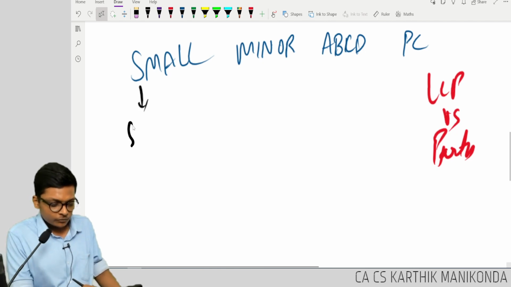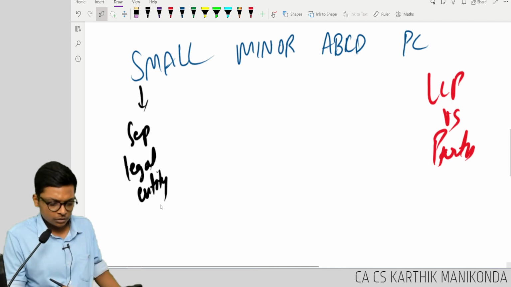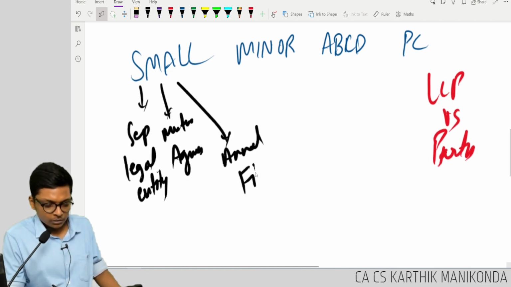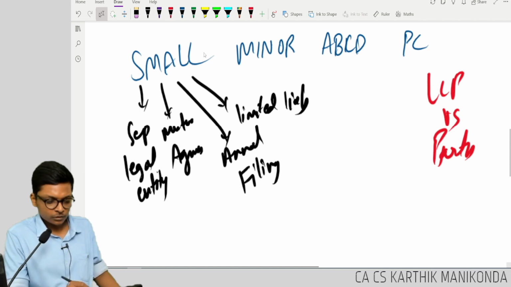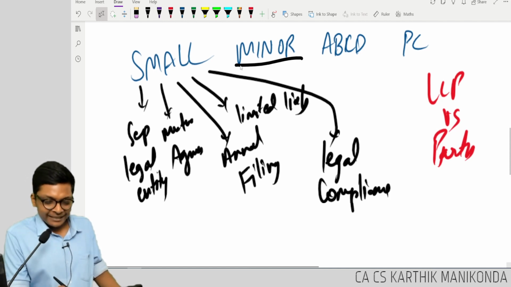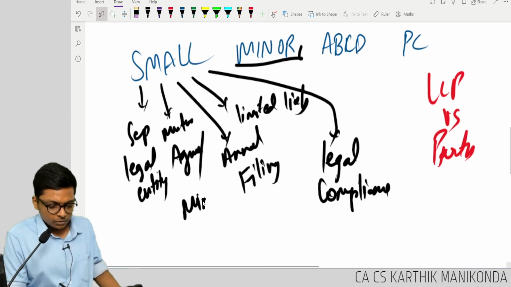Separate legal entity, then mutual agency, then annual, limited liability, then legal compliances. Minor is a separate thing, minor, okay. So M can be mutual agency and minor.